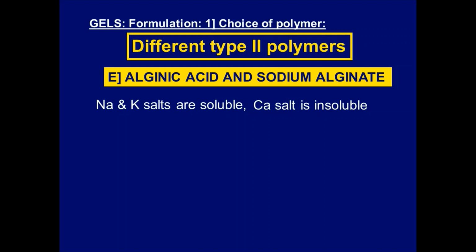So if you need to use a salt of alginic acid as a gelling agent, use sodium or potassium salt and never use calcium salt because calcium salt is insoluble and it is of no gelling properties.